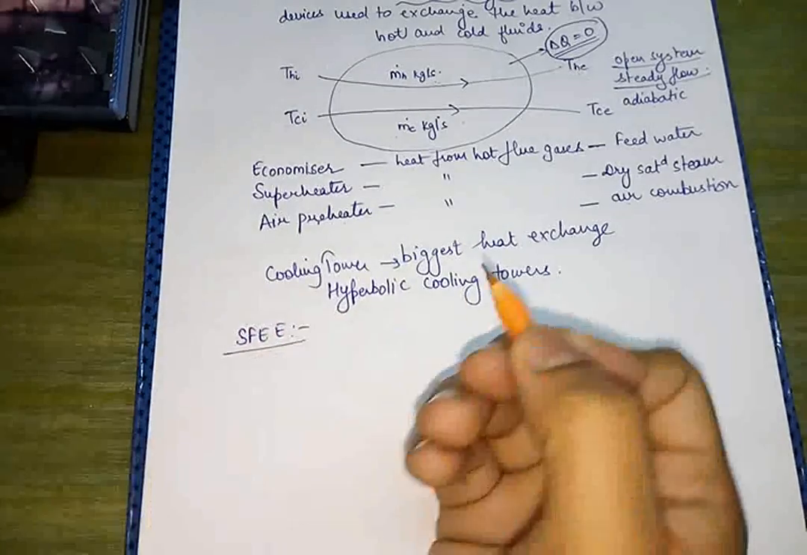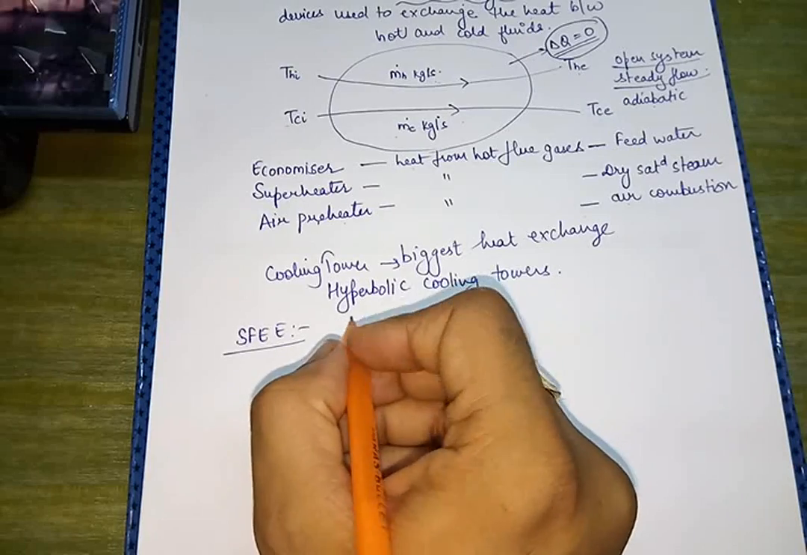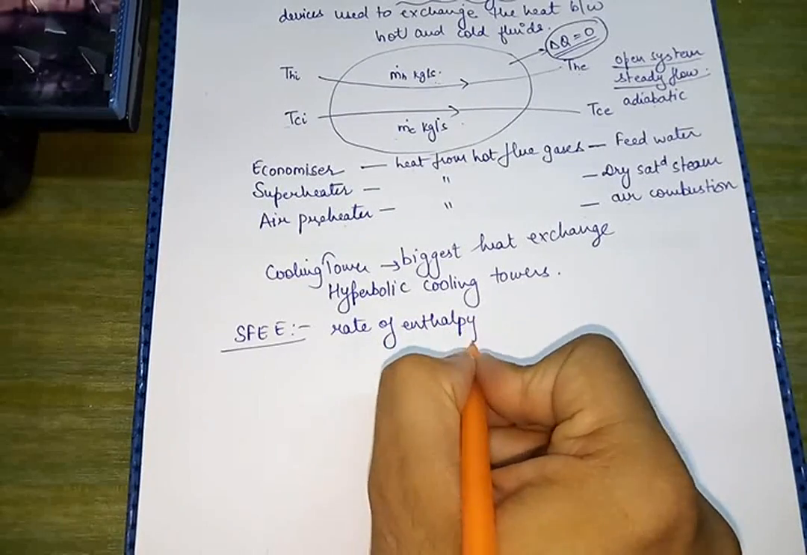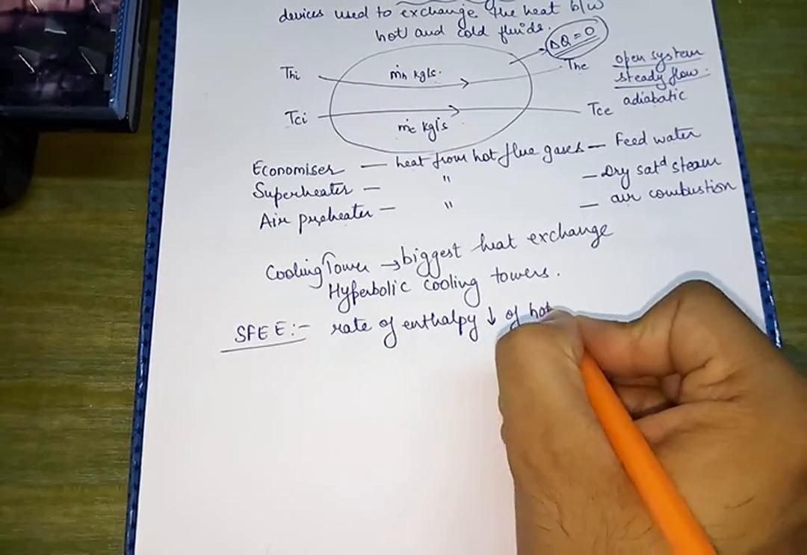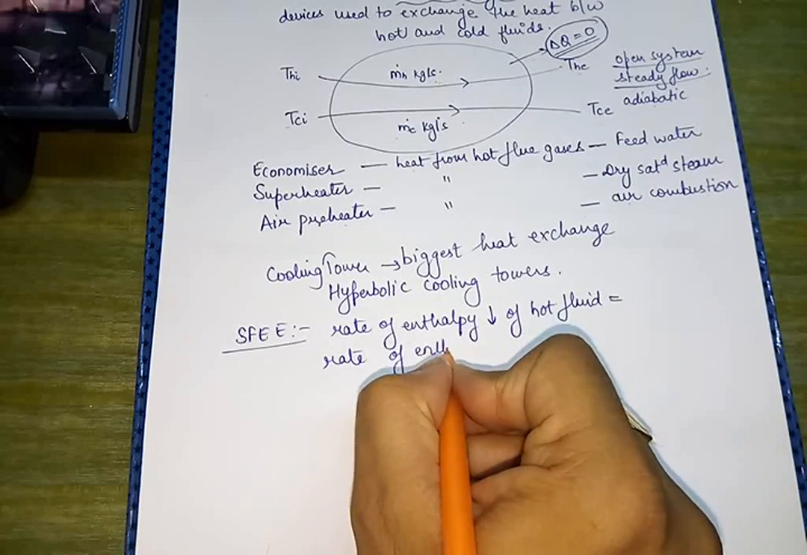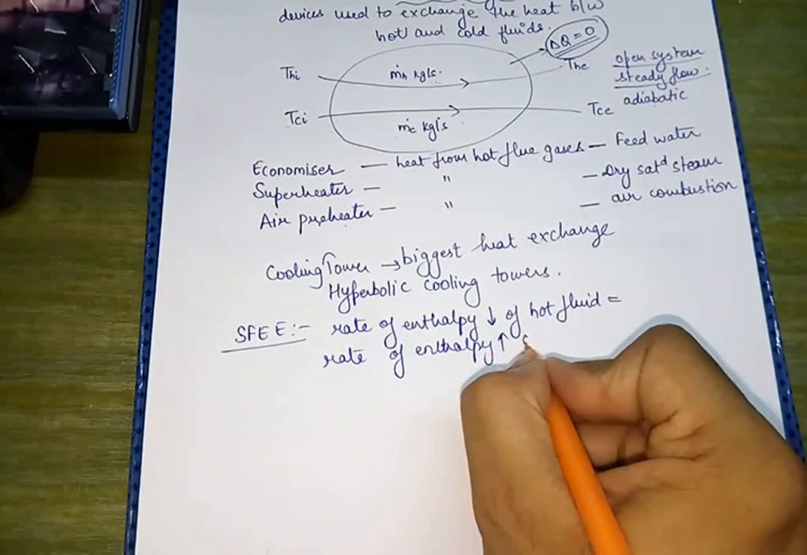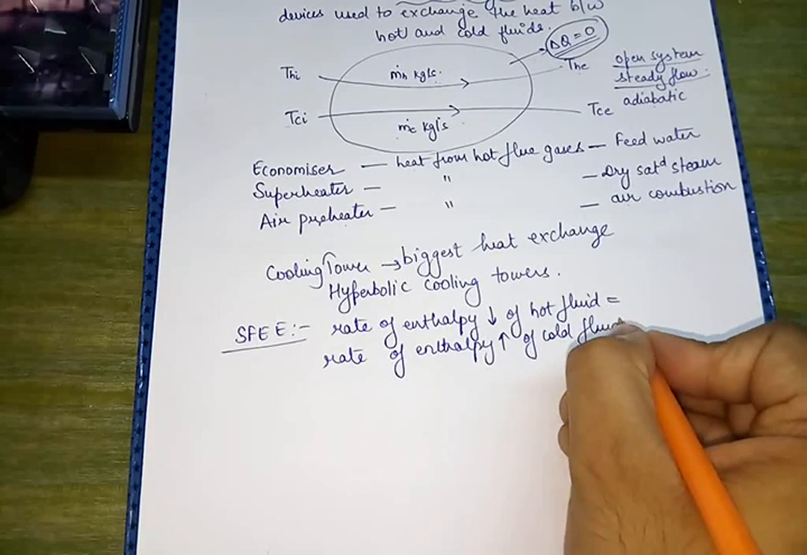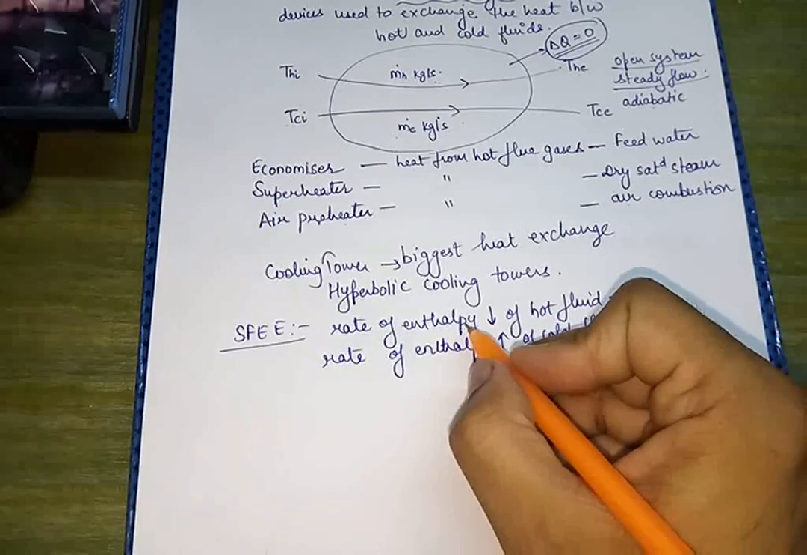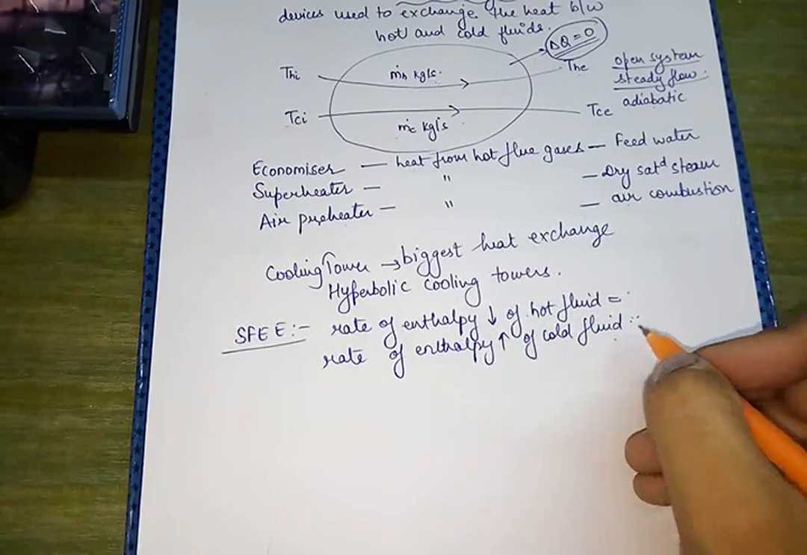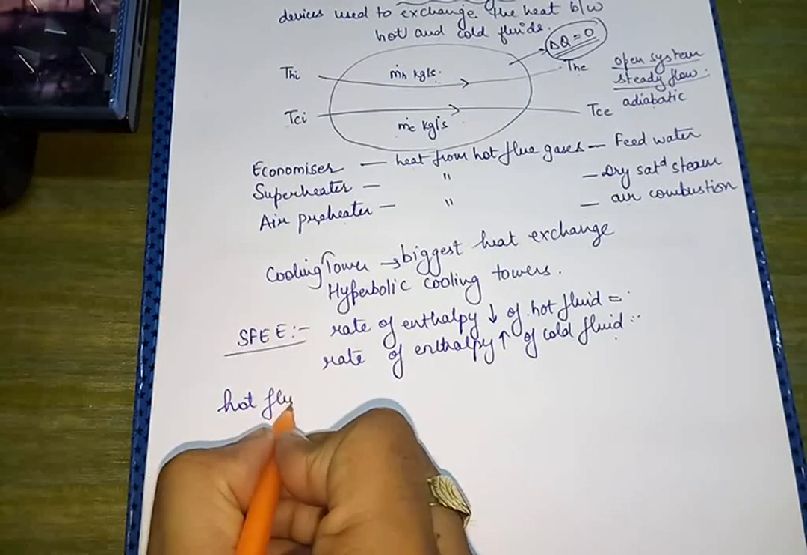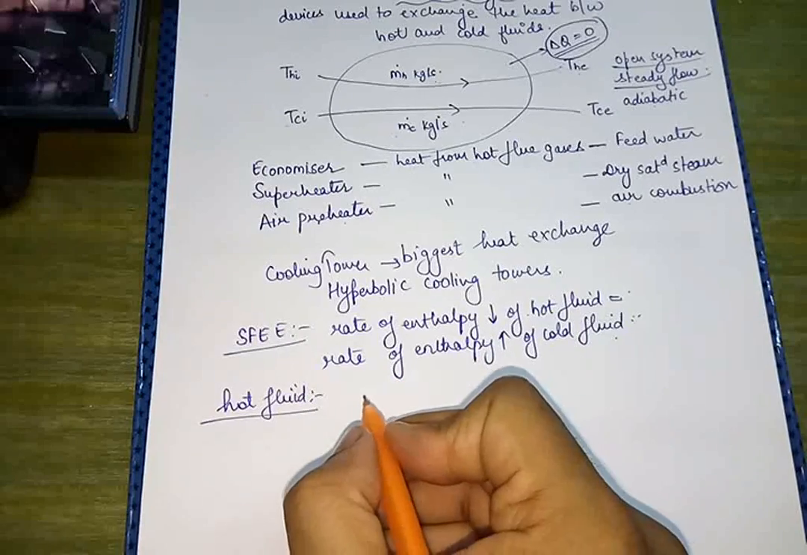Okay, so if we apply steady flow energy equation to this heat exchanger, then we will find that the rate of enthalpy decrease of hot fluid would be equal to the rate of enthalpy increase of cold fluid. Our hot fluid will give heat energy and our cold fluid will take heat energy. So the enthalpy of the hot fluid will definitely decrease and the enthalpy of the cold fluid will definitely increase.